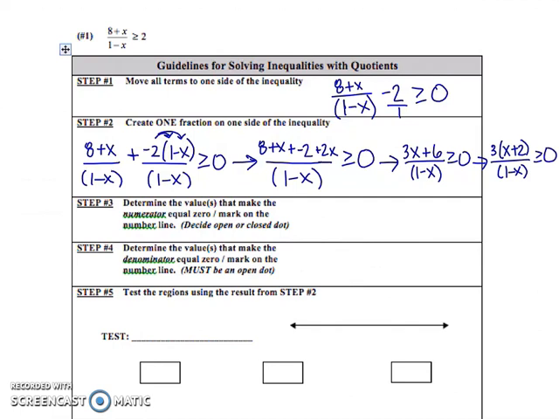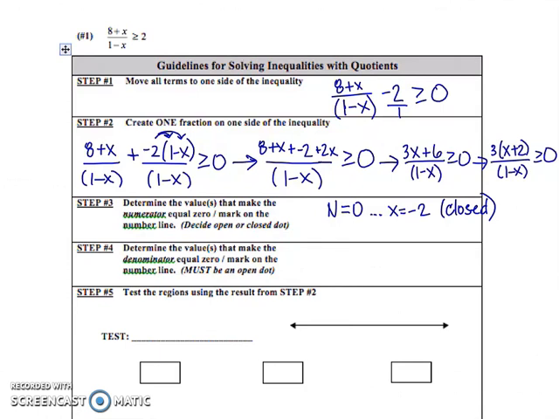Okay, whew, that was a lot of work. All right, so now step 3 is to determine the values that make the numerator equal to 0. The value that makes my numerator equal to 0 is x equals negative 2. And since we're trying to be greater than or equal to 0 based on our symbol in the problem, we are going to be using a closed circle for that critical value.